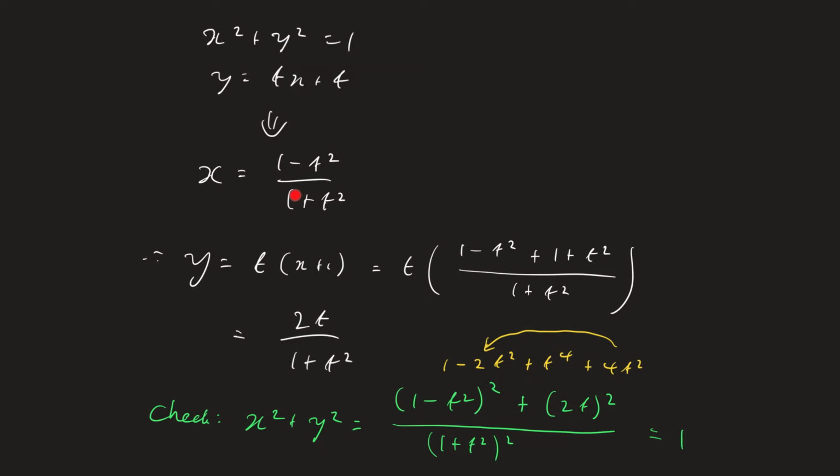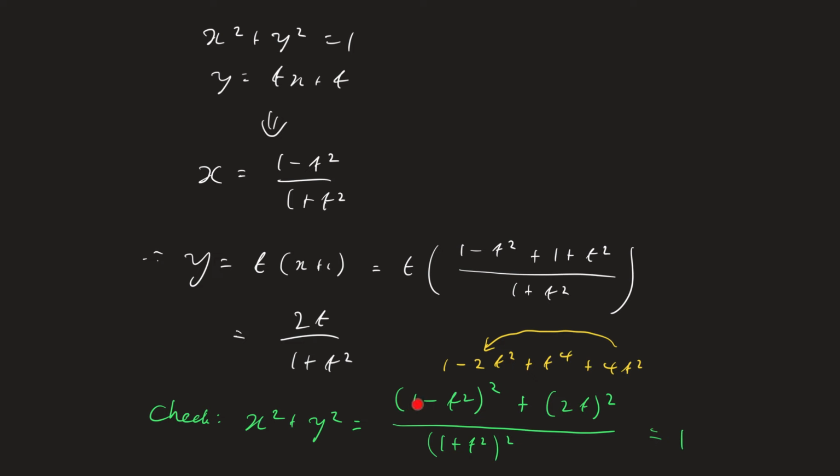Once we found x, we simply have to substitute this solution back to get y, and so we see that the point of intersection has x coordinate 1 minus t squared on 1 plus t squared, and y coordinate 2t on 1 plus t squared. We can check that this is correct by substituting the two answers we got back into the first equation. We used the second equation to derive y, so we check with the first equation, x squared plus y squared, substitute x in, substitute y in, and evaluate it.